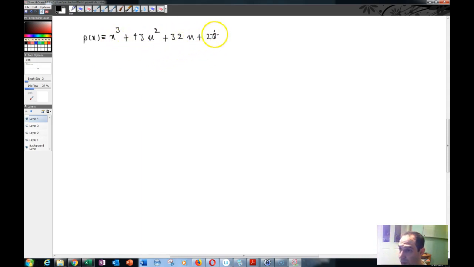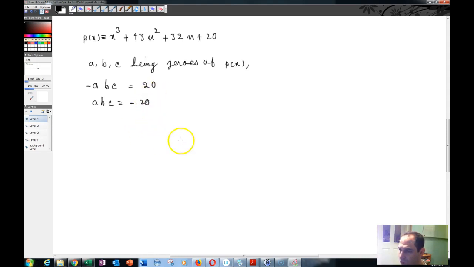So basically again, if you take, for example, a, b, and c being zeros of P of x, then you can say that negative abc is equal to 20. That means that abc is equal to negative 20.